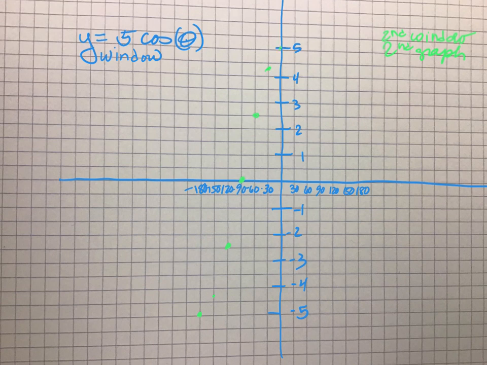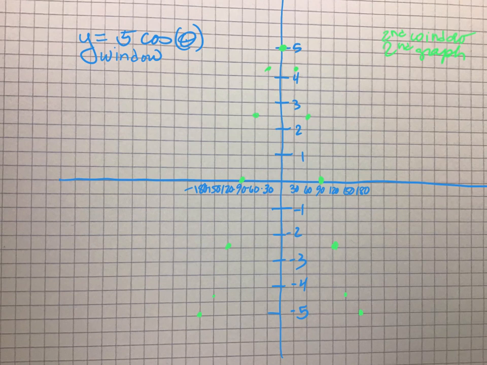And 0 is 5. And then we go right back down. It mirrors itself on the side, but you can graph each one. And 150 is down here. And 180 is negative 5.